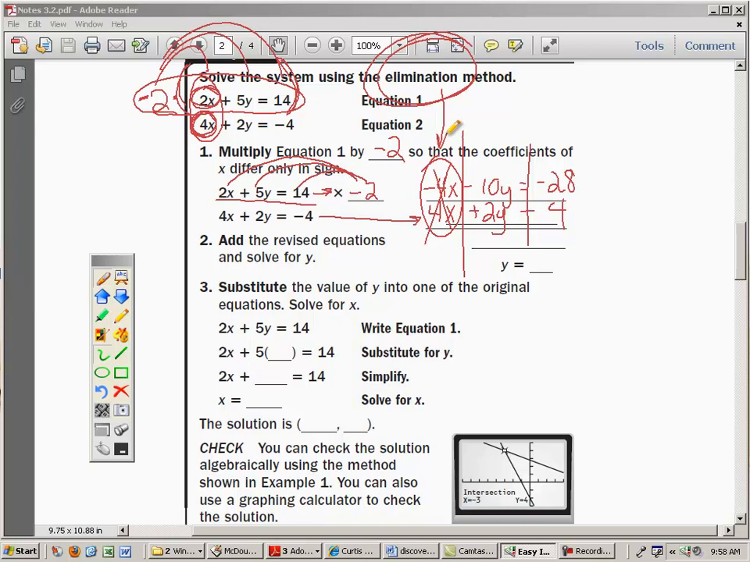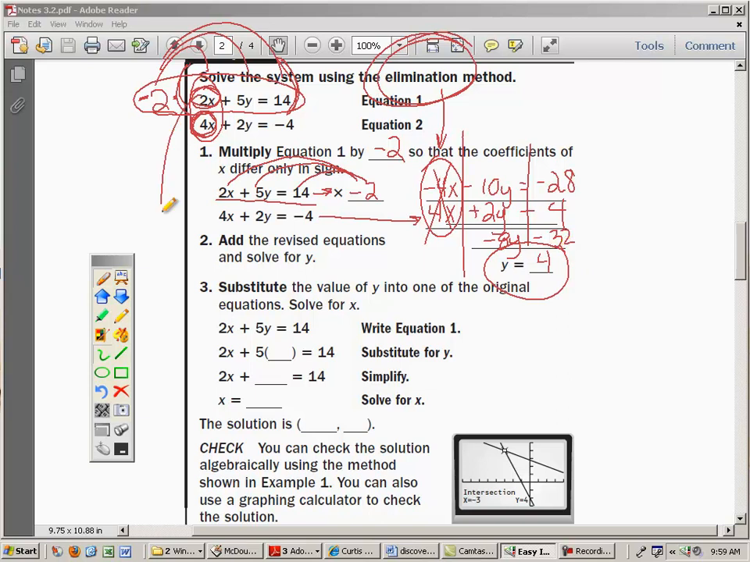There's our elimination. So now negative 10y plus 2y becomes negative 8y. And negative 28 minus 4 more becomes negative 32. Dividing both sides by negative 8 tells you that y is then equal to 4. All right. Now we're going to take that value of y and substitute it into one of the equations. It totally doesn't matter which one. You could use equation 1 or 2.